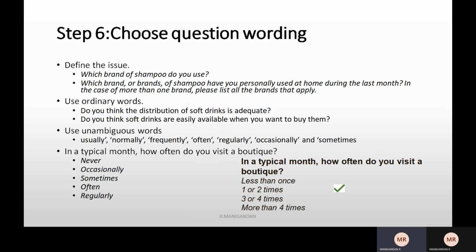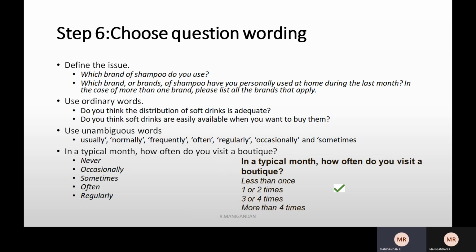Choose question wording. While choosing the wording for any question, first define the issue. What is the issue? Which brand of shampoo do you use? Which brand of shampoo have you personally used at home during the last month? In case of more than one brand, please list all the brands that apply. These are the issues. What issues are you facing? You need to give that, and based upon the data, you need to frame it.